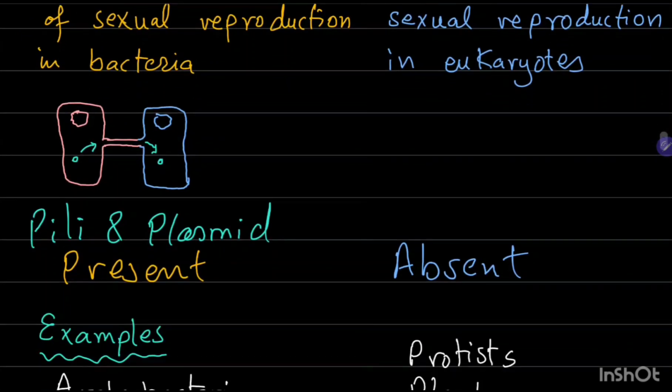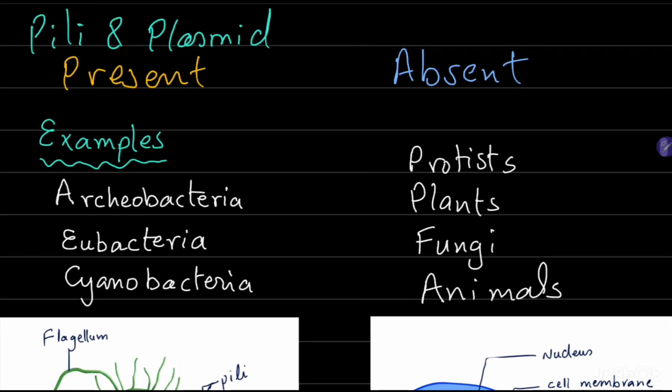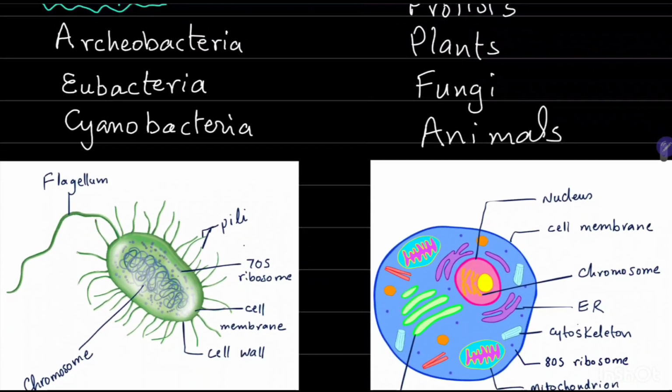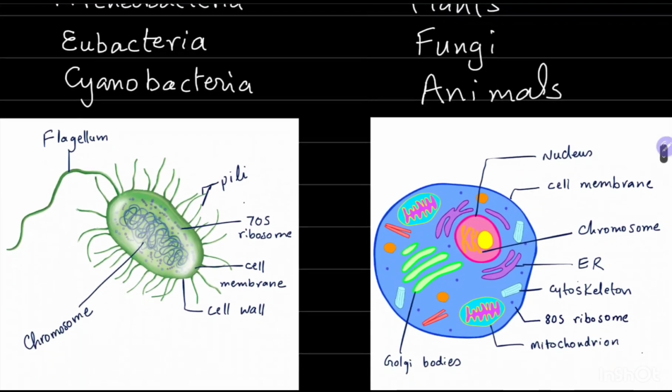Pili and plasmids are exclusive features of bacterial cells. Pili are responsible for attachment and conjugation, and plasmids provide resistance against antibiotics. Both of these structures are absent in eukaryotic cells. There are some examples here: archaeobacteria are the most ancient bacteria. Eubacteria are the most common bacteria. Cyanobacteria are the photosynthetic bacteria. In eukaryotic cells, the examples are protists, plants, fungi, and animals.